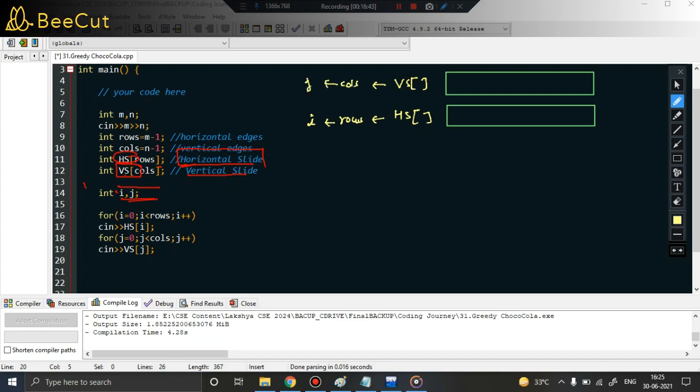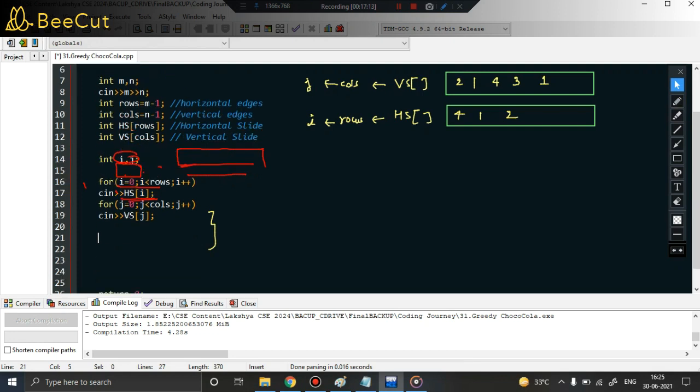Fine. So suppose I gave as input the values here as 2 1 4 3 1, and here I gave as input 4 1 and 2. So this is the cost of the edges. Now we know that after you receive these values, the first thing we are going to do is sort the vertical edges as well as the horizontal edges. Because remember, we discussed that we are going to pick up the elements in descending order, so we are just going to sort the edges in descending order.